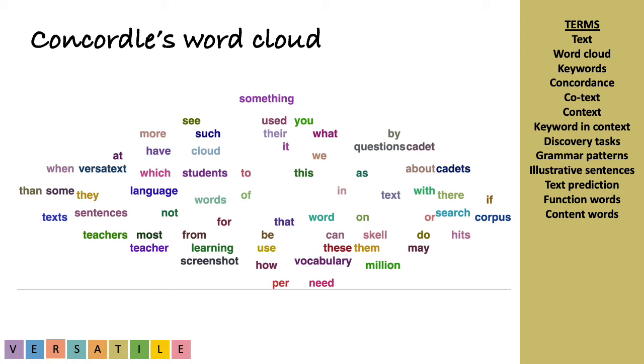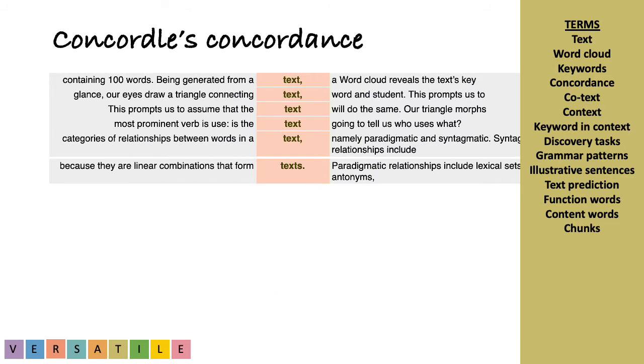The beauty of concordal lies not in its word cloud, but in its conc part. Click on a word in the word cloud and it produces a concordance of that word as it appears in the text. Voila! A corpus of one text.